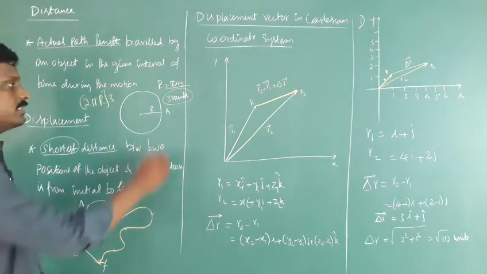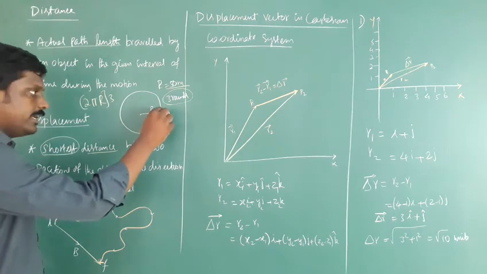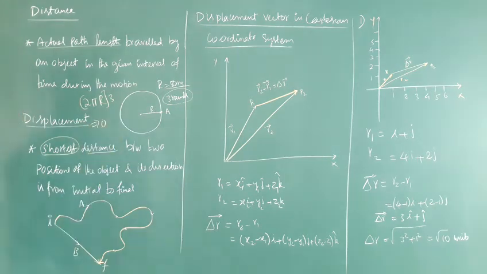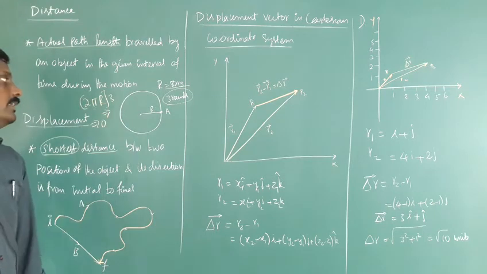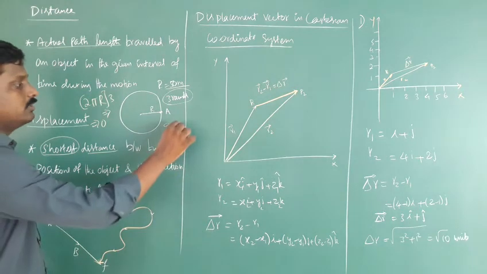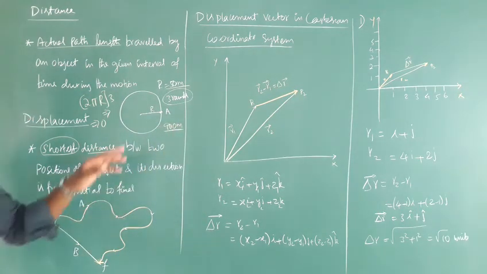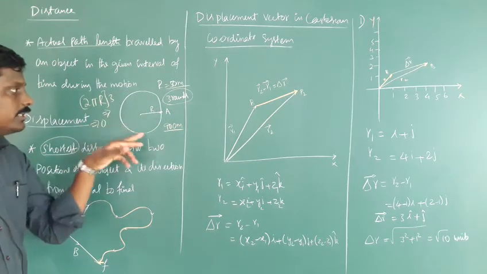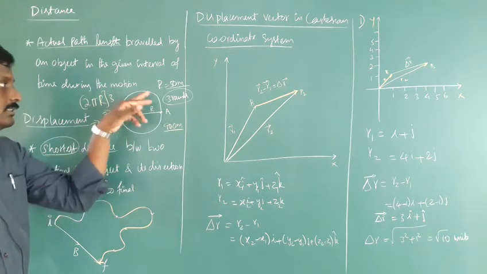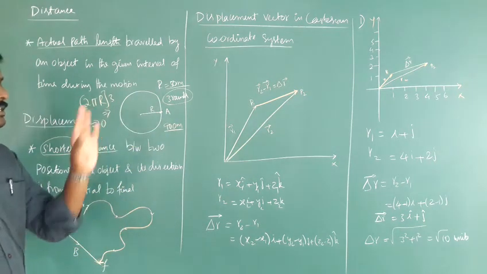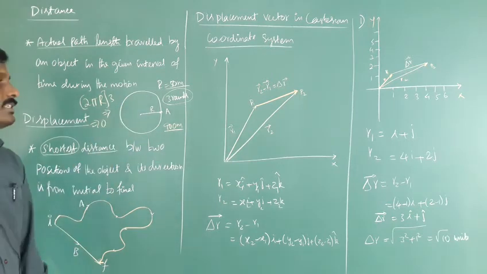Then displacement. This is the starting point and also the ending point, so in this case displacement is 0. For distance, 3 into 2 is 6, 6 into 3 is 18, 18 into 5 is 90, so it's around 900 meters. He covers 3 rounds, which is the actual path length travelled by the object. So the distance and displacement we can clearly understand from this problem.